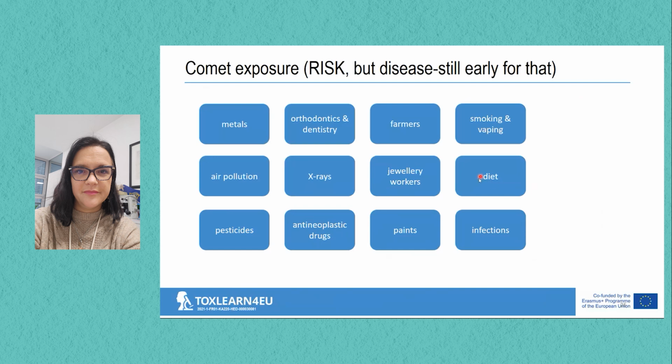And most of the articles in the literature are connecting the DNA damage with the exposure to the metals in the dentistry, in the farmers, but farmers are usually connected with the exposure to the pesticides, with smoking and vaping, with air pollution, X-rays, with the diet, with infections, and some specific types of work like jewelry workers, painters, and the people that are working with anti-neoplastic drugs.